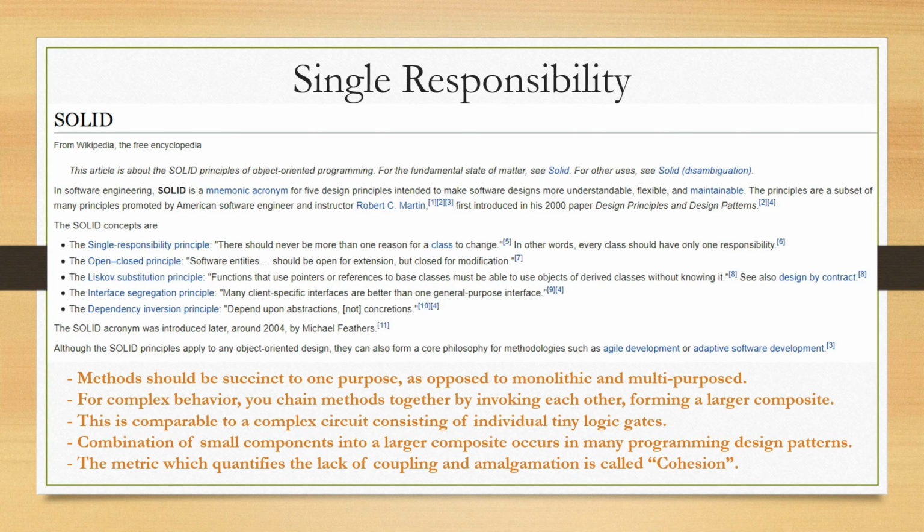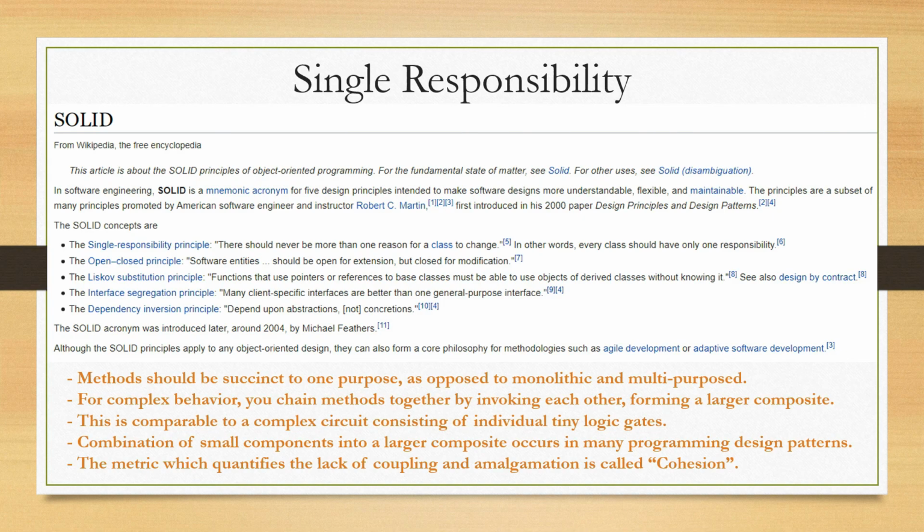For complex behavior, you might say to yourself, well, it's complex. For complex behavior, you can chain smaller methods together by invoking each other, forming a larger composite. This is comparable to a complex circuit consisting of individual tiny logic gates. So you might look at a circuit board and be like, whoa, this is really complicated. There's no way I can do this simply. But actually, it's made up of teeny tiny things that are the simplest things possible.